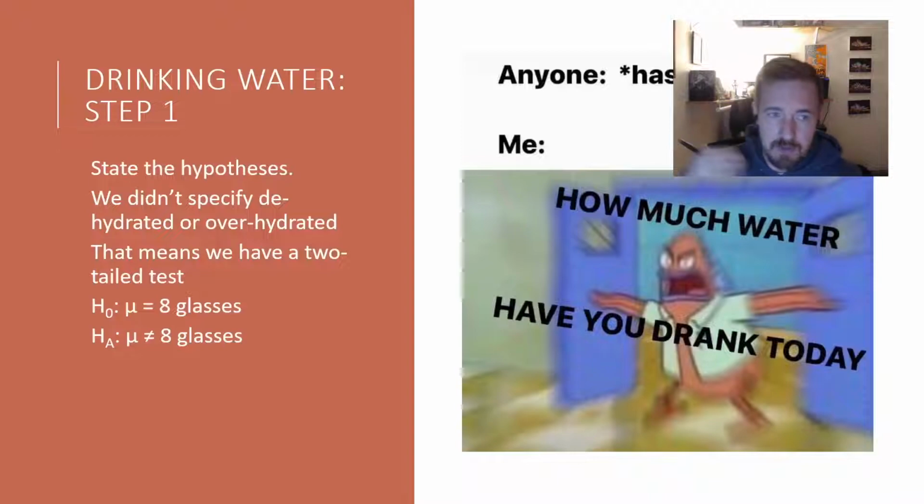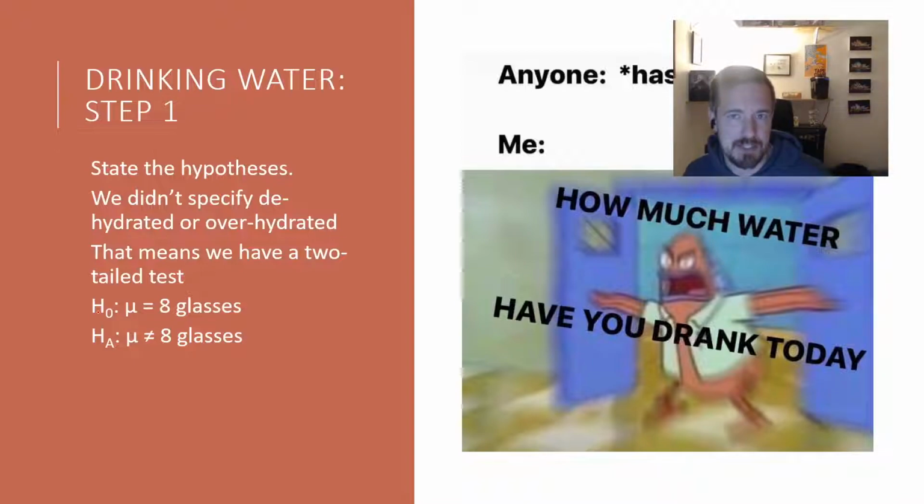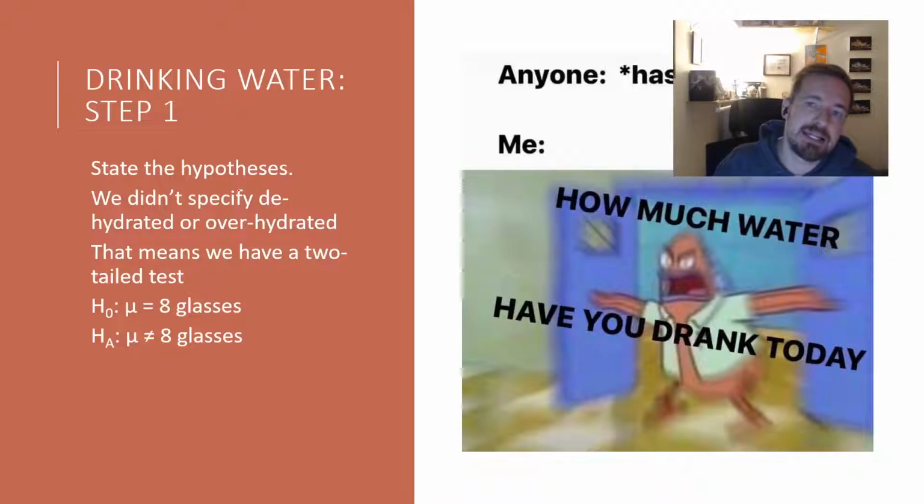So, step 1. We want to state the hypotheses. We didn't specify that we thought that maybe us and our friends are underhydrated or overhydrated, which means that we're going to be using a two-tailed test. So we don't know. That means that our alternative hypothesis, which is oftentimes where I like to start with these word problems, because usually the word problem is going to give you what the prediction is. I didn't notice anything about predicting it to be more or less.